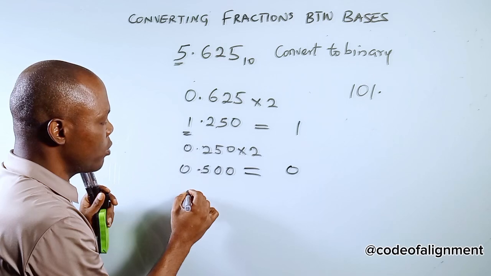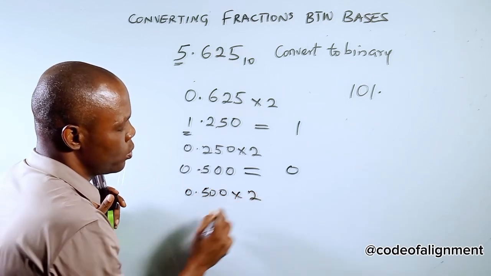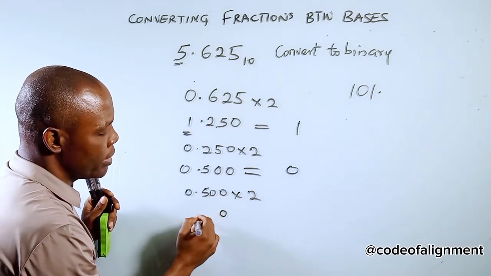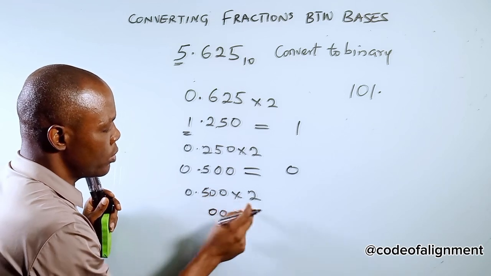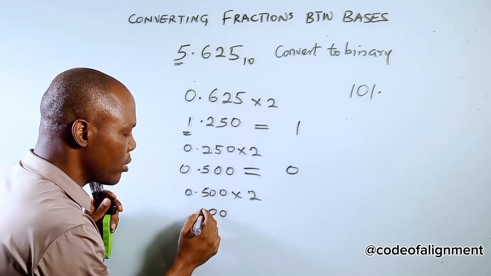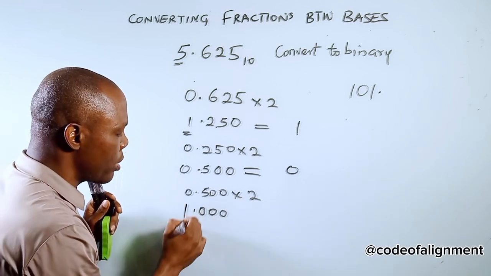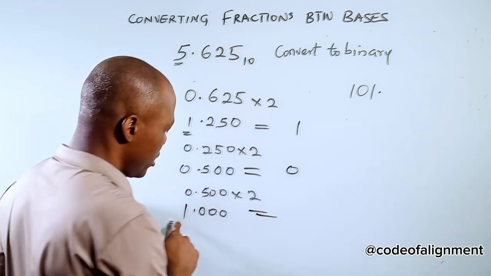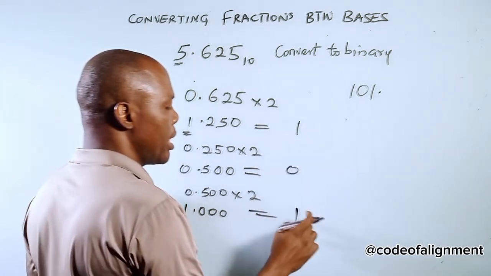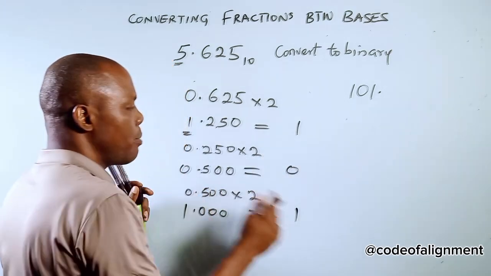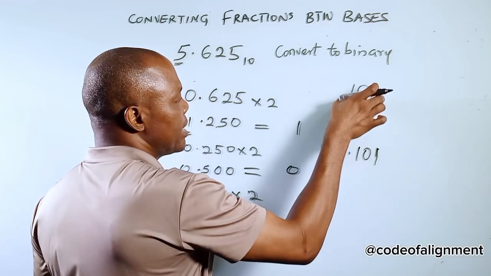Then you take the fractional part again, which is 0.500. Multiply by 2. 2 times 5 will give us 10, so you put the 0 and you carry 1. 2 times 0 is 0, plus that one, that is 1. So you take this integer part, which is 1. Counting again, 101, the fractional part will now become 0.101.